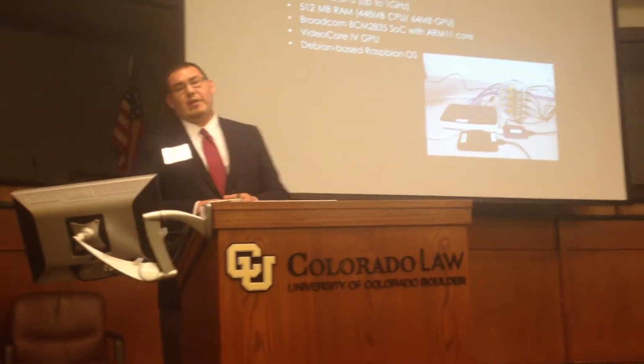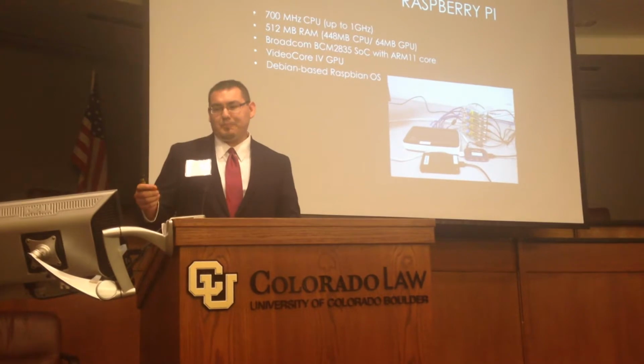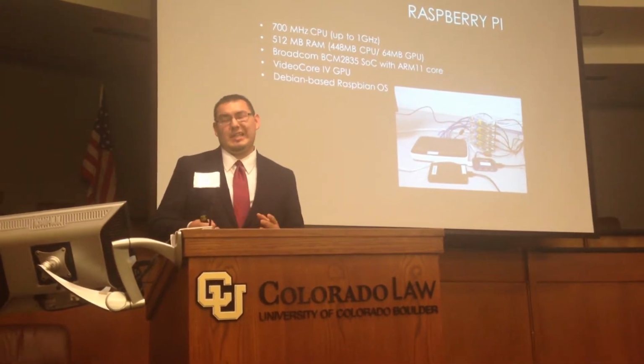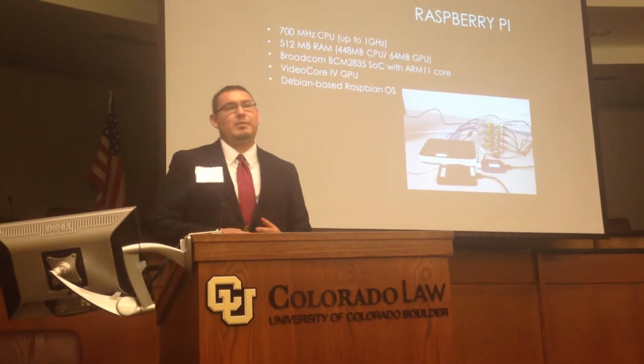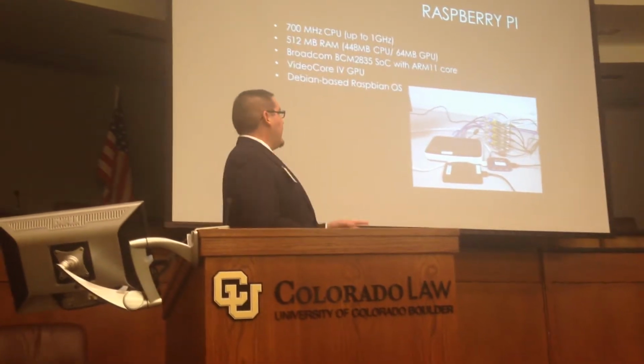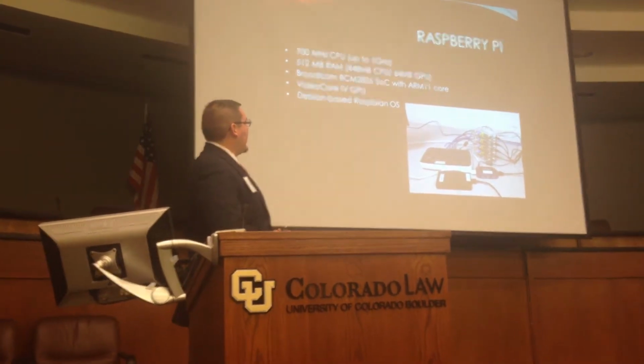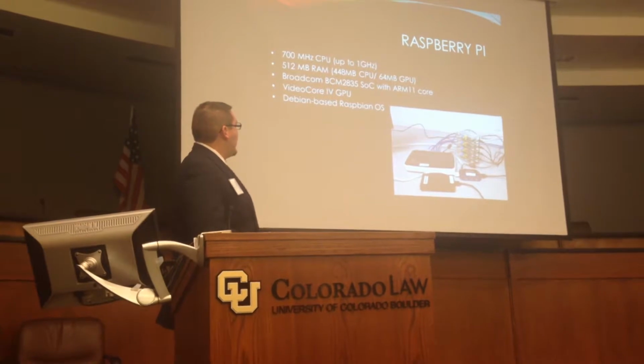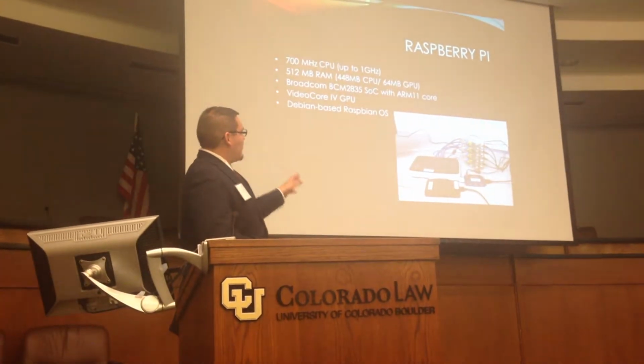And we can overclock that to 1.2 gigahertz. And it has 512 megabytes of onboard RAM. And the interesting thing about that is that it's split between the CPU and the GPU. The default value being 64 megabytes being allocated for the GPU. That's just for every Raspberry Pi that we use.